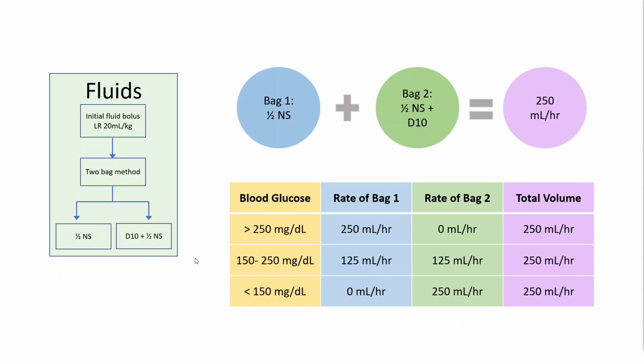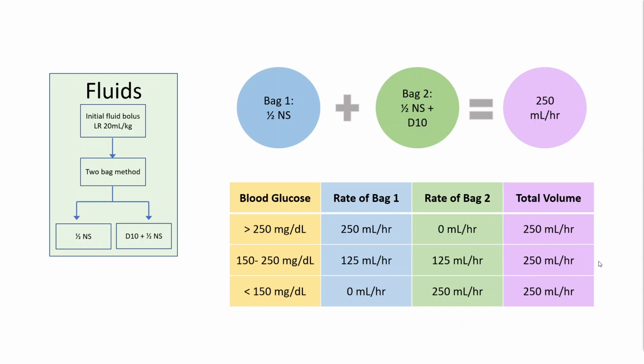If the patient's blood sugar is 178, that falls in this range. So we would end up decreasing the bag of half normal saline from 250 mLs per hour to 125 mLs per hour, increasing the bag of half normal saline plus D10 from 0 mLs to 125 mLs per hour, and we would still have that overall amount of IV fluids being delivered at 250 mLs per hour.